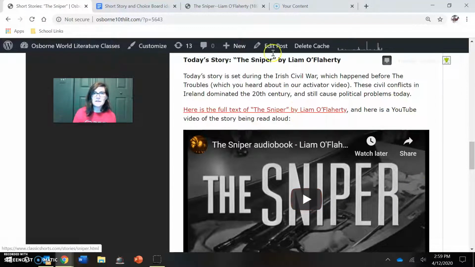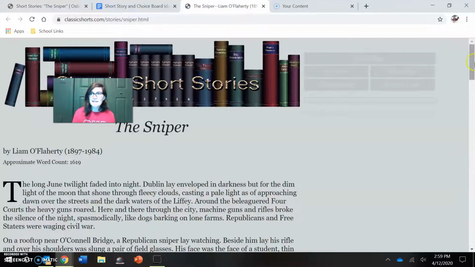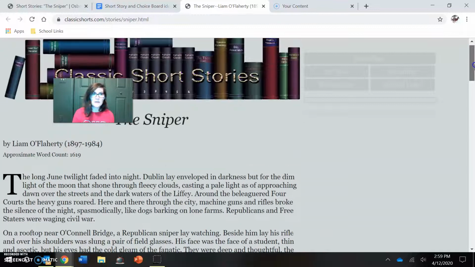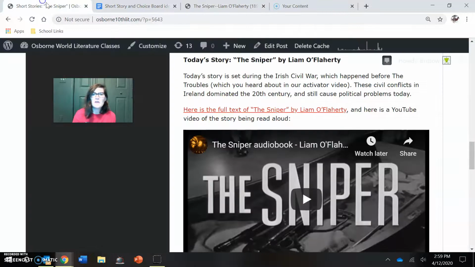So here's the full text of The Sniper. This is what it looks like. It's actually not a very long story. You can see right here the approximate word count is 1619. So that would be maybe 5-6 pages in a book. So it's really not all that long.